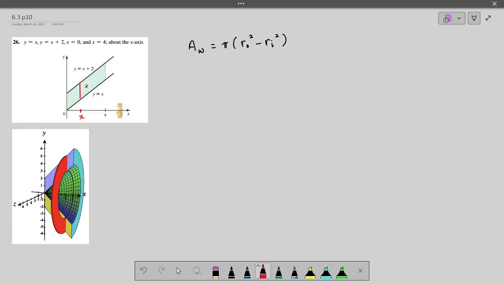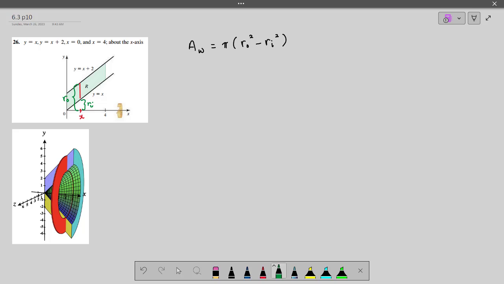We will use a vertical element at x. And that vertical element at x is going to create an outer radius and an inner radius. The inner radius is always going to be this distance that is going to be generated by the closer curve. So as you're walking from the axis of rotation towards the curve, the first one you hit is the inner radius. And the second one is going to generate the outer radius.